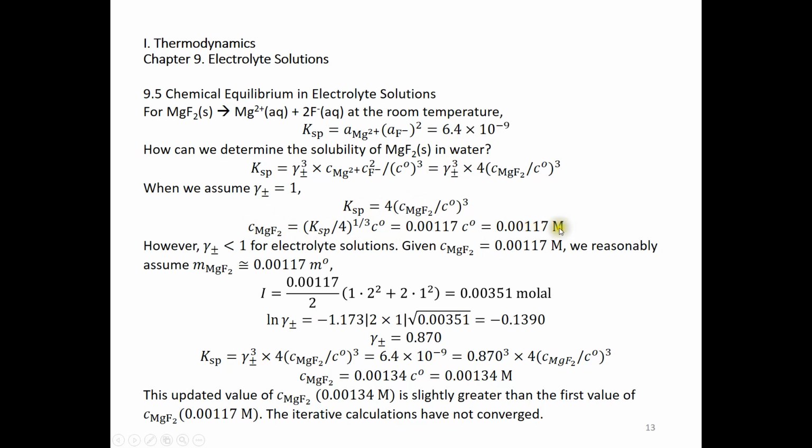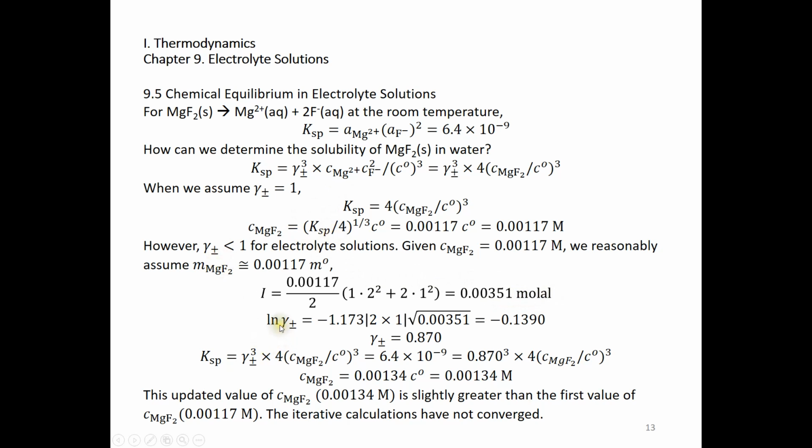So this is just the first step. We assumed gamma is 1 and computed the concentration of magnesium fluoride right here. However, gamma should be less than 1. Now, given this value, again, this is not the exact value, but we can compute the ionic strength of the solution with this concentration. We're going to assume the molality is equal to the molarity because water is the solvent, and it's a fairly dilute solution. So we're going to say 1 liter solution contains approximately 1 kilogram of water. So let's compute I is this molality over 2, and then times 1 times 2 squared plus 2 times 1 squared. This is magnesium with the charge squared. This is fluoride with the charge squared, and this 1 and 2 are the coefficients. And now we get 0.00351 molal, which is mole per kilogram of solvent.